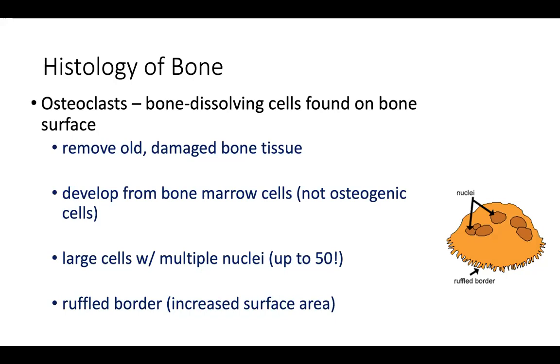They have this ruffled border, which just increases surface area. So if you remember anything about surface area, the more surface area there is, basically the more bone they can dissolve. So they secrete and create an acidic environment that dissolves the bone, and then they kind of ingest it more or less. So that ruffled border increases surface area, which allows for more efficient dissolution of the bone.